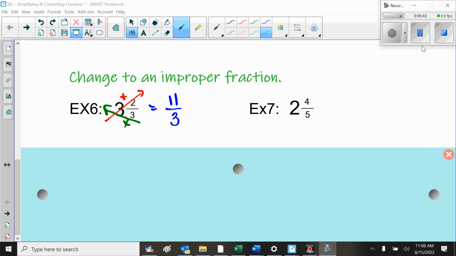All right. So here, what you're going to do, you're going to go in this direction, you're going to multiply. So 5 times 2 is 10. Plus 4 is 14. So that goes in the numerator. And the denominator stays the same. That's going to be 14/5.